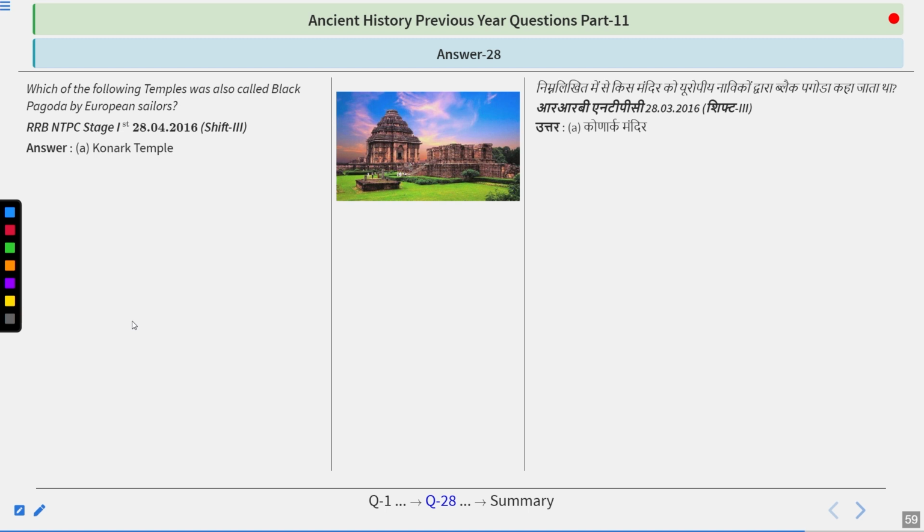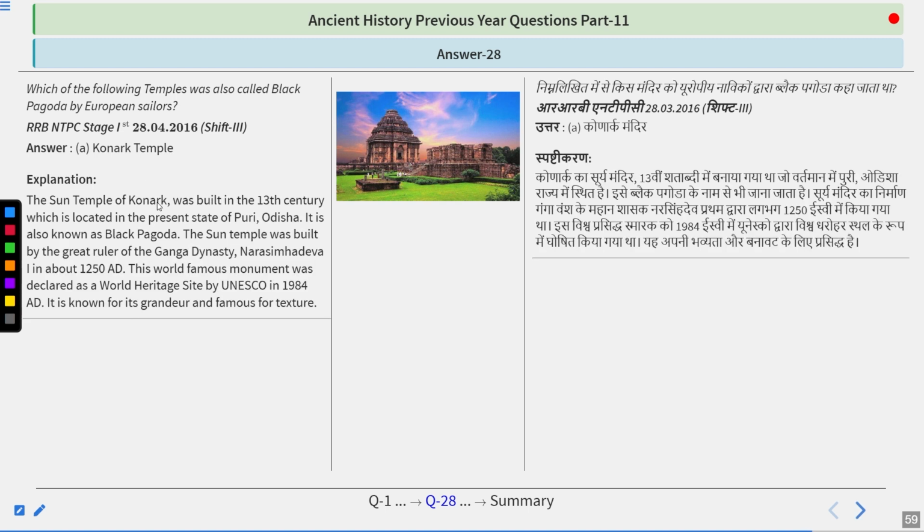The answer to this question is Konark Temple. The Sun Temple of Konark was built in the 13th century, in present-day Puri, Odisha, by the great ruler of the Ganga dynasty, Narsimdev I, in about 1250 AD. This world famous monument was declared a World Heritage Site by UNESCO in 1984. It is known for its grandeur and famous for its texture. So do remember the answer is Konark Temple, and it is also known as the Black Pagoda by European sailors, while the White Pagoda is Jagannath.